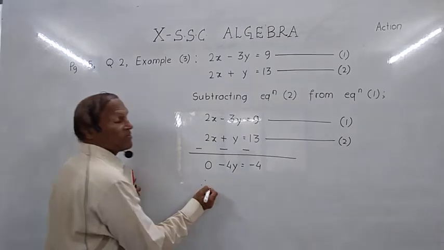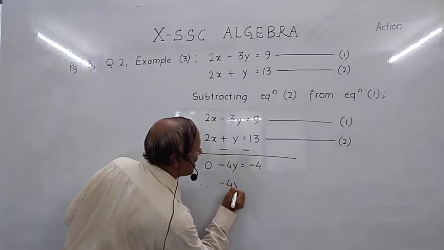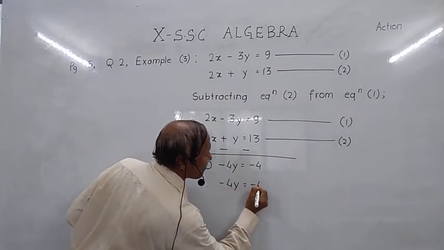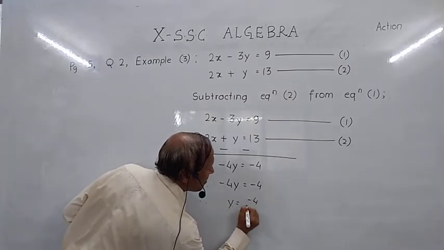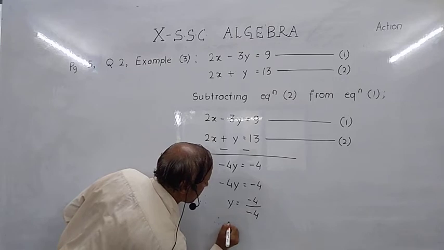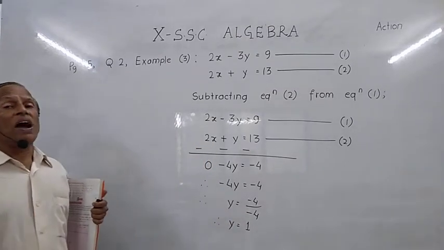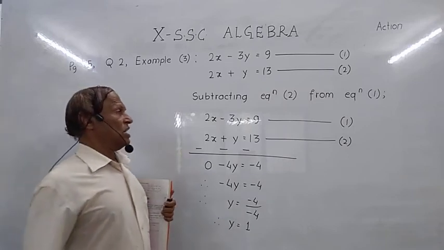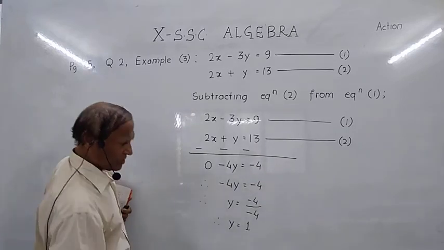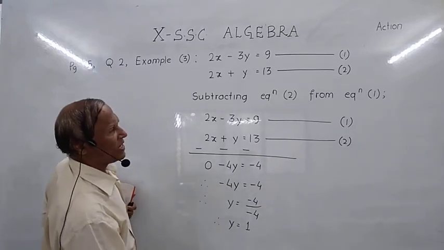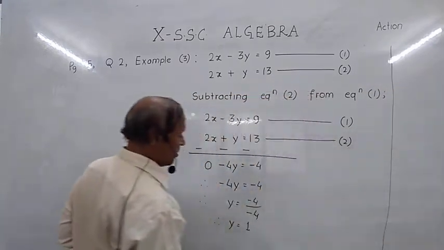Therefore, now 0 you did not write. Therefore, minus 4y is equal to minus 4. Therefore, y is equal to minus 4 by minus 4. Therefore, y is equal to 1. Now our half part is over. You are supposed to write whatever I am writing on the right side below this. Since board does not permit it, so I am writing over here. But you are supposed to write it below this.